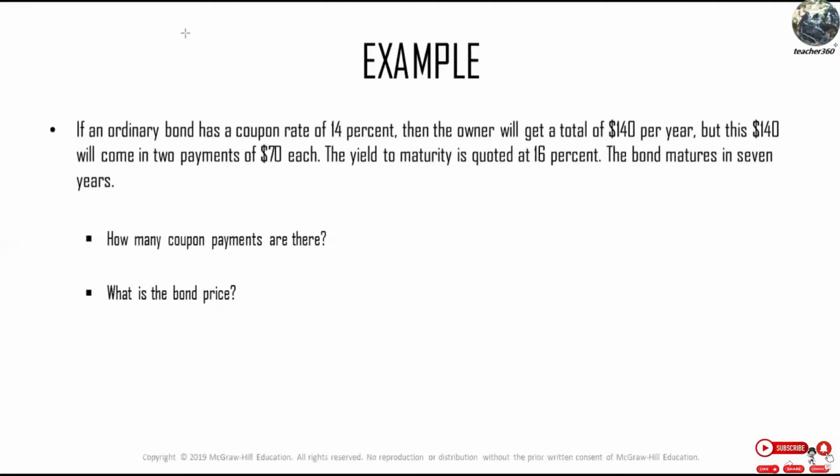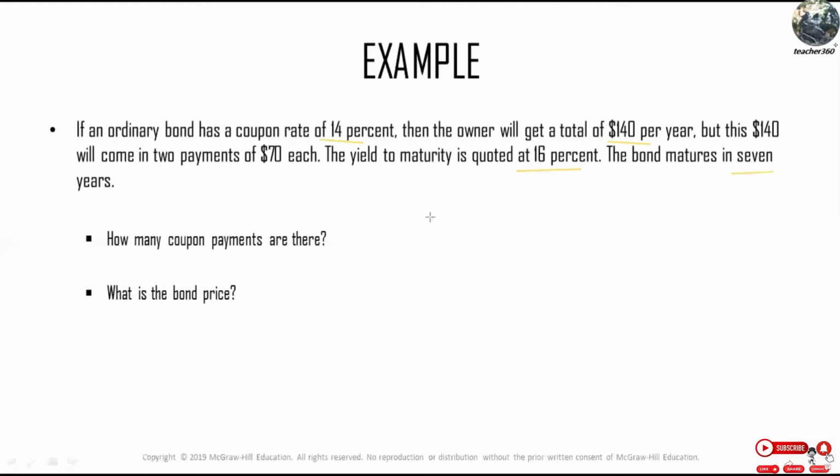So here your coupon rate is 14%, the owner will get $140 per year, but this $140 will come in two payments of $70 each. That means in a single year, you'll receive $140 in two times. The first time, you'll receive $70, and the second time, you'll receive $70. So it is normally semi-annual. So here your coupon payment is semi-annual, and your yield to maturity or required rate of return is 16%. And bond maturity period is 7 years.